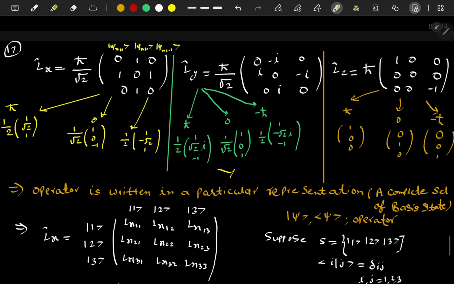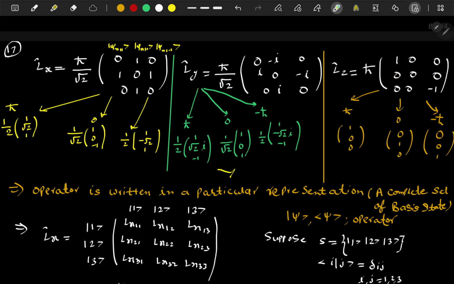Now we'll discuss angular momentum and Jx, Jy, Jz, or Lx cap, Ly cap and Lz cap. So Lx is h cross upon 2 times the matrix 0 1 0, 1 0 1, 0 1 0. Okay, remember this, very important. Ly is h cross upon 2 times 0 minus iota 0, iota 0 minus iota, 0 iota 0. And L cap Z is h cross times 1 0 0, 0 0 0, 0 0 minus 1.